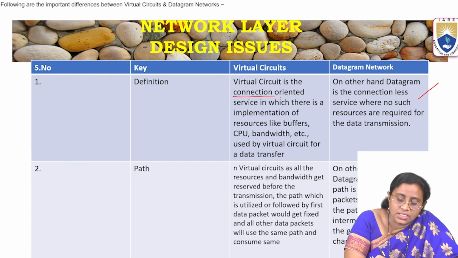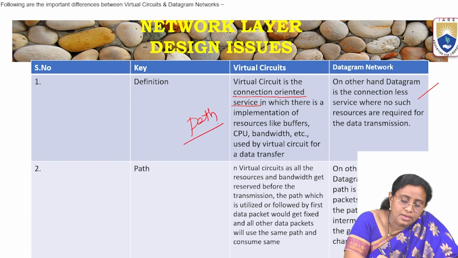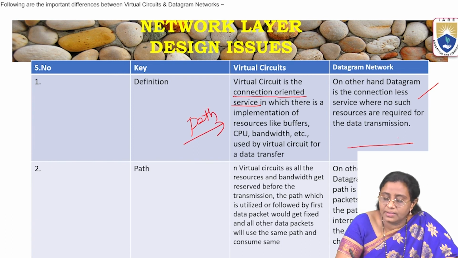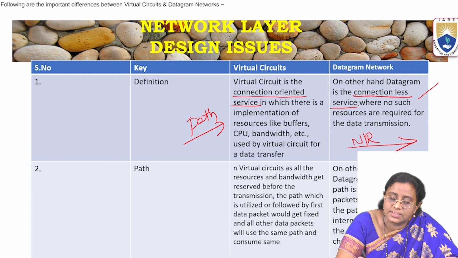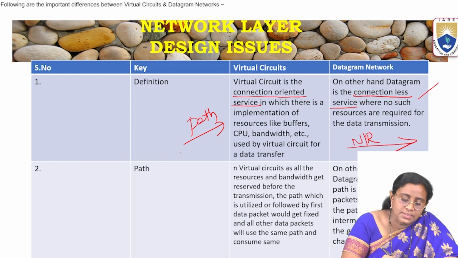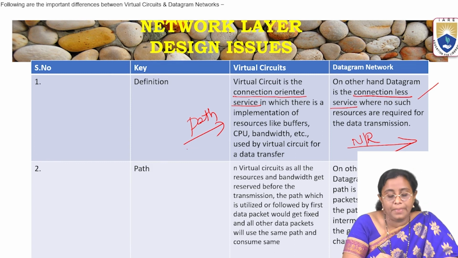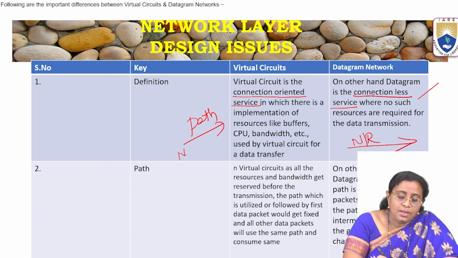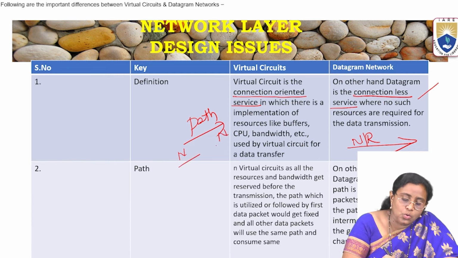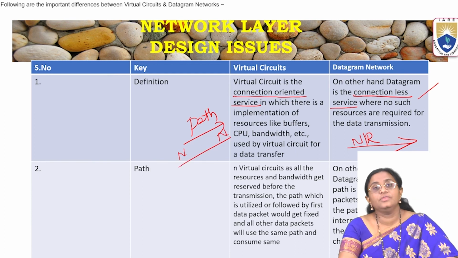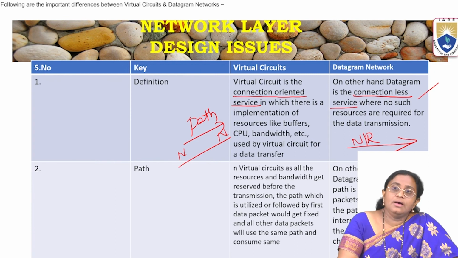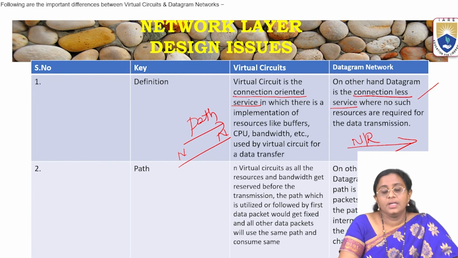Here, a virtual circuit is connection oriented, that means it has a particular path, whereas a datagram does not require any path, hence we can call it a connectionless service. Connection oriented means holding some logical connection or physical path before transmitting the datagrams or data packets from one node to another node. That is one of the main differences in definition between the virtual circuit and the datagram network.